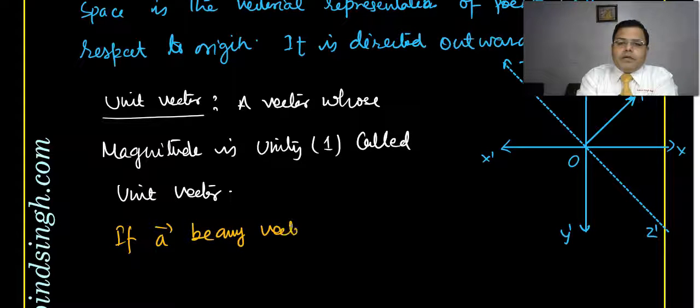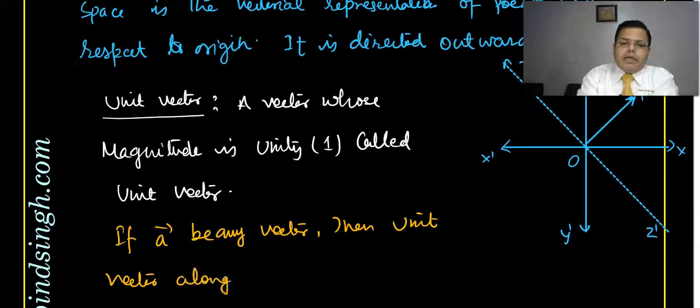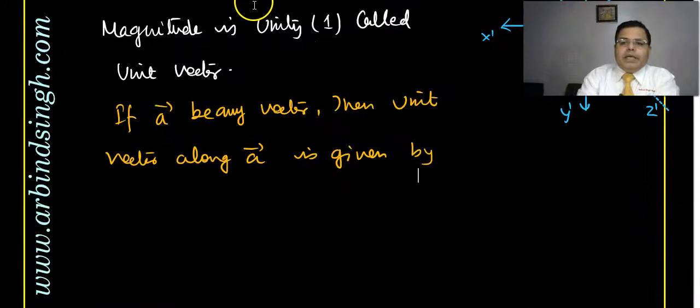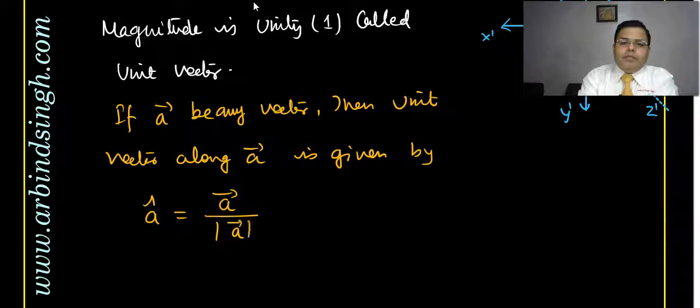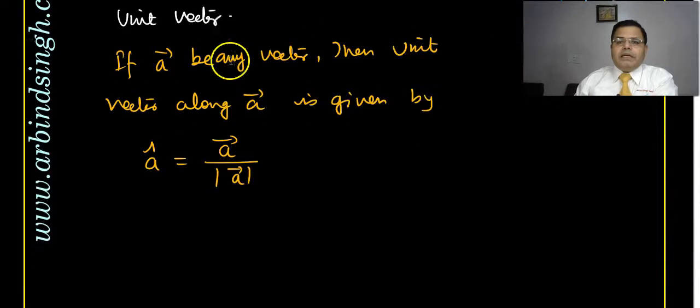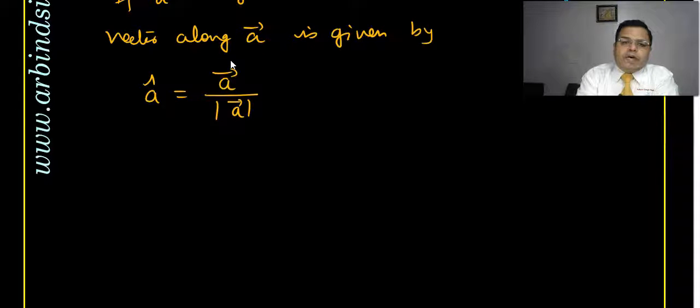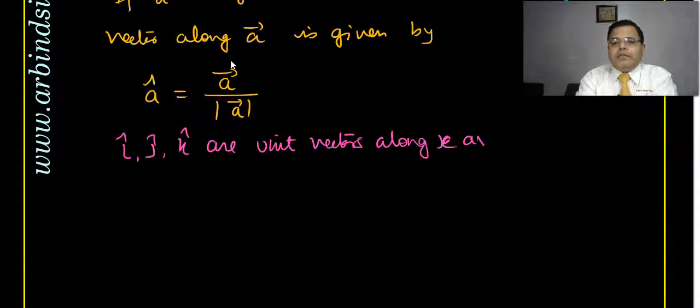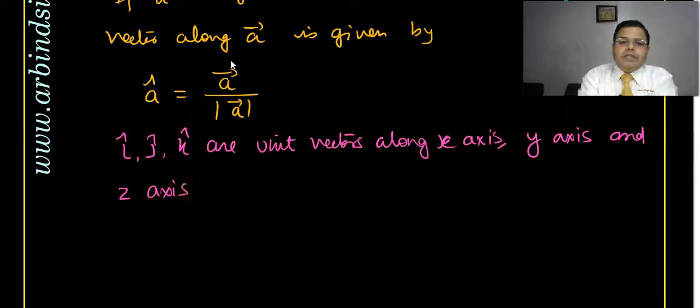If A is any vector, then the unit vector along A, meaning in the direction of A, is given by the symbol A cap, which is A divided by the magnitude of A. This is called the unit vector. There are some other unit vectors along the x-axis, y-axis, and z-axis. i, j, k are the unit vectors along the x-axis, y-axis, and z-axis respectively.